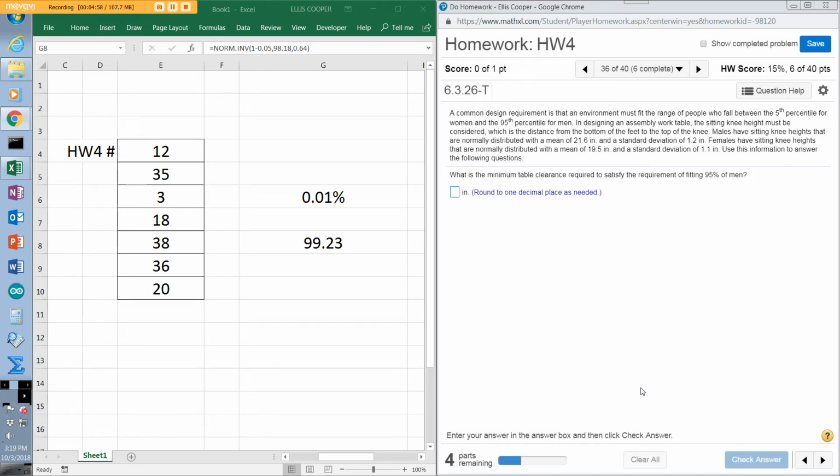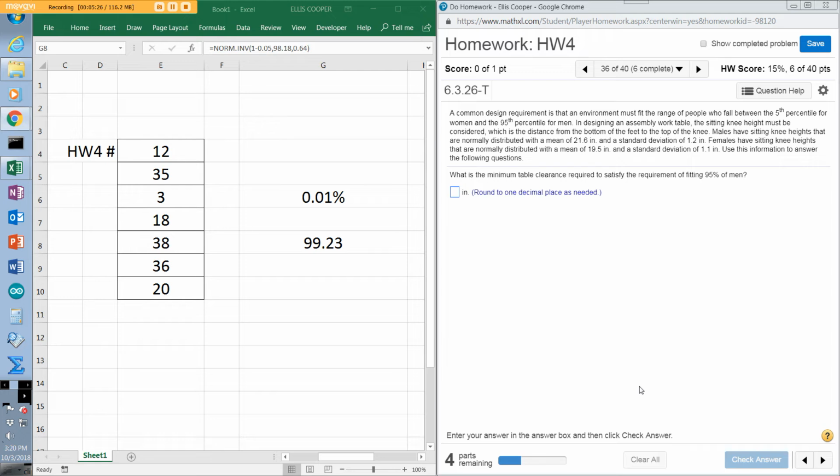Okay, we're talking about a design requirement for an environment which must fit the range of people who fall between the 5th percentile for women and the 95th percentile for men. In designing an assembly work table in this environment, the sitting knee height must be considered, which is the distance from the bottom of the feet to the top of the knee.